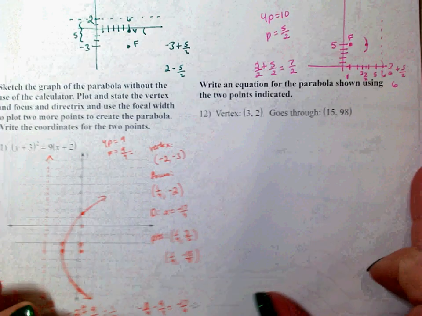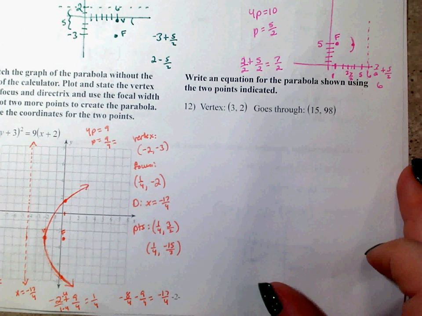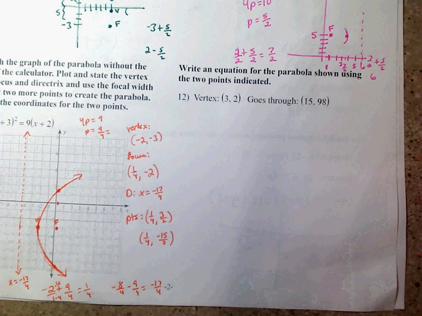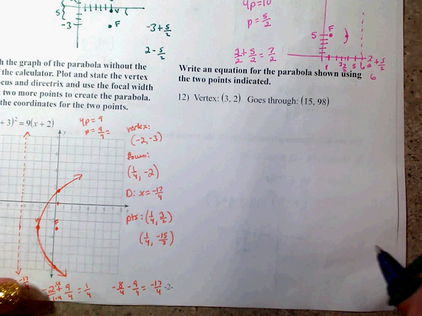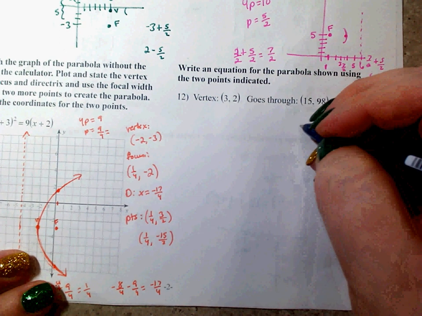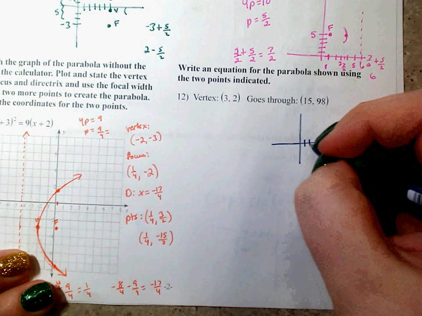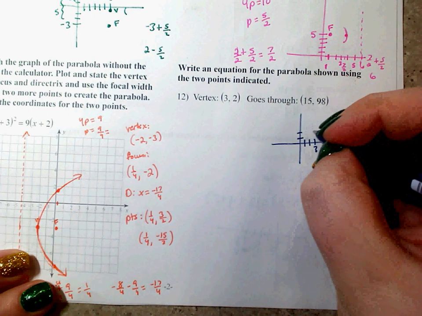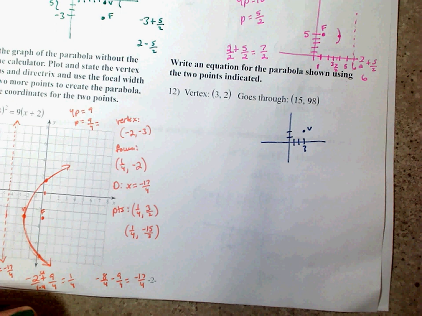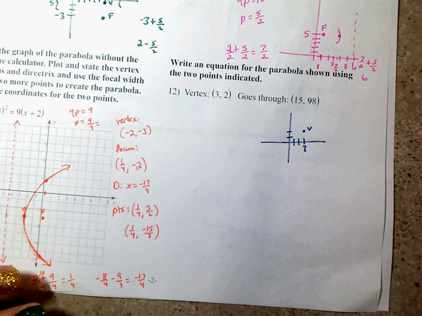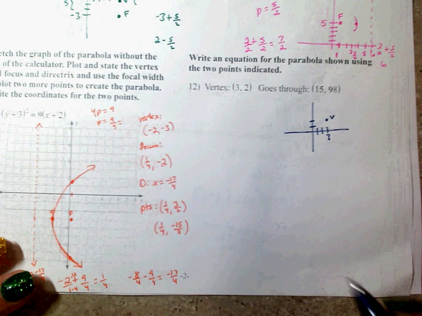Number 12. Write an equation for the parabola shown using the 2 points indicated. Okay, I know the vertex is (3, 2). So 1, 2, 3, and then 2. That's my vertex. And it goes through the point (15, 98). Should probably have given you a little bit more information than that. We'll figure it out. Well, we kind of do need to know which direction it opens.